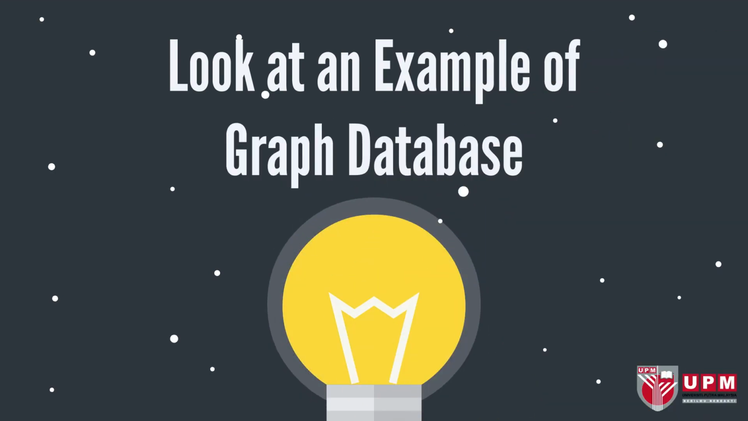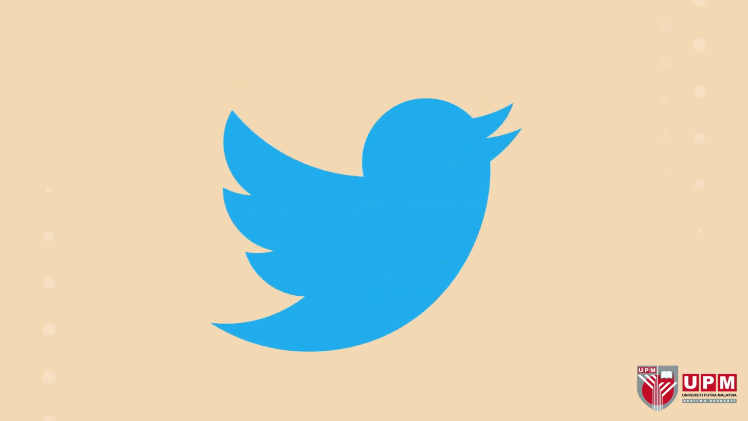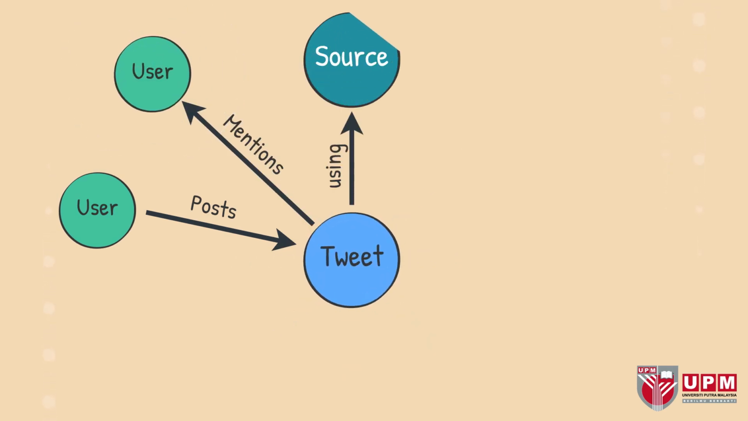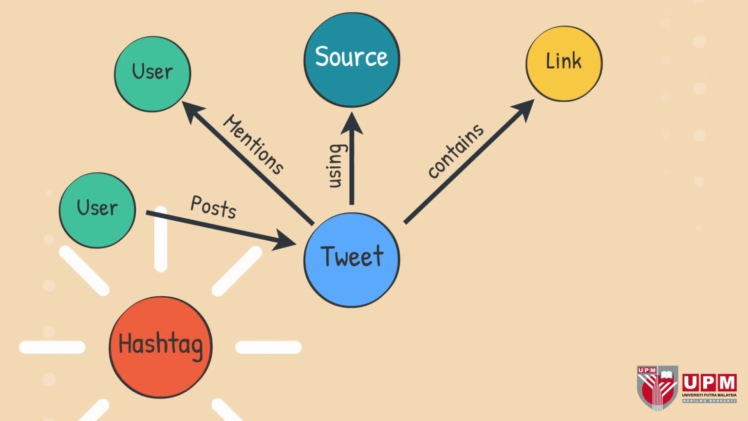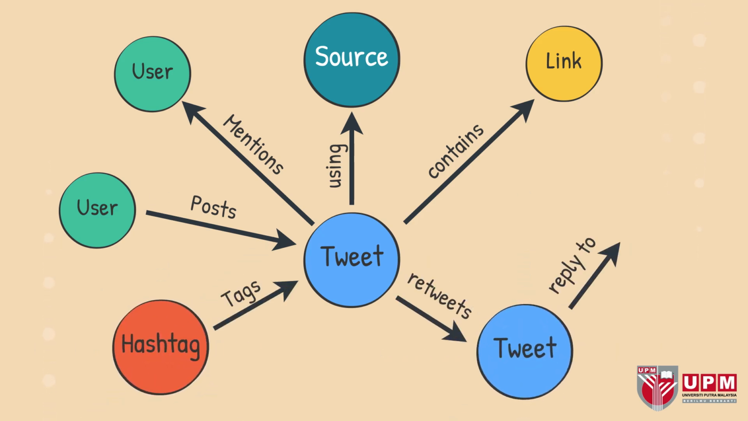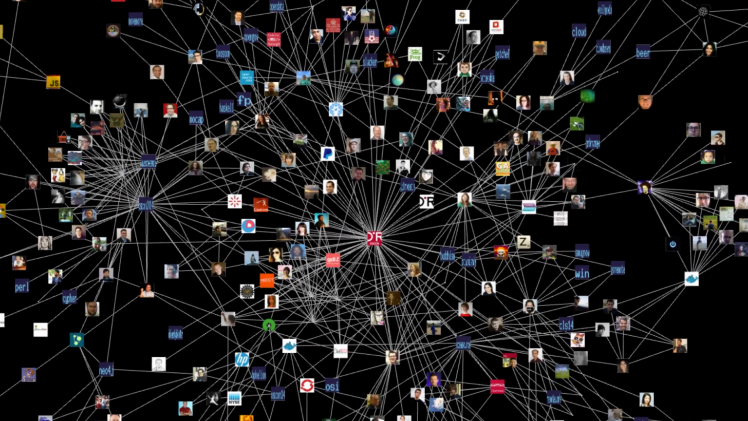Let's look at an example of a graph database. We'll use Twitter for this. Imagine a user first posts a tweet and the tweet mentions another user. The tweet's content is using a source where it has a link. The tweet is tagged by a hashtag. This tweet was also retweeted by another user to reply to another tweet. With a graph database, we are able to represent more complicated relations that help us to visualize the relationship between different entities better and clearer.